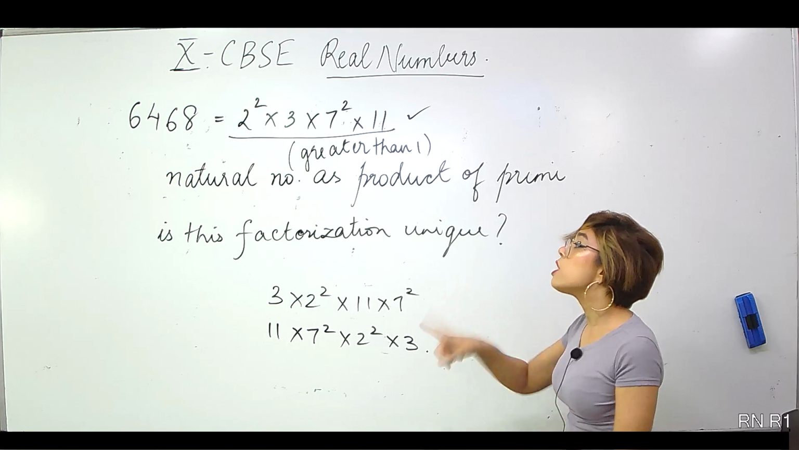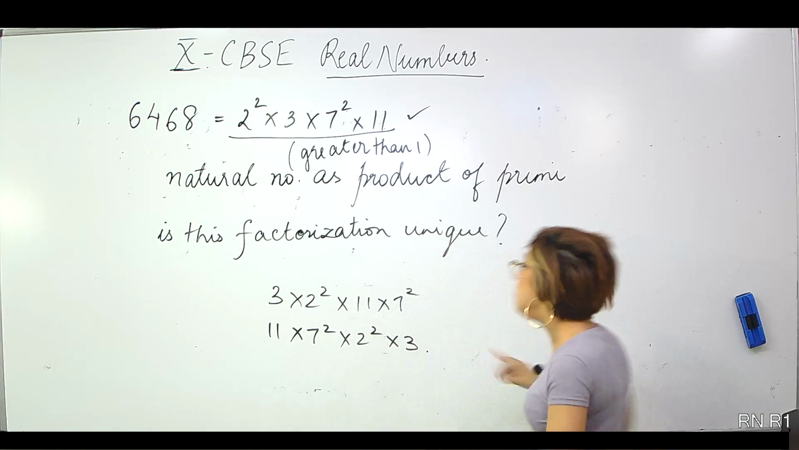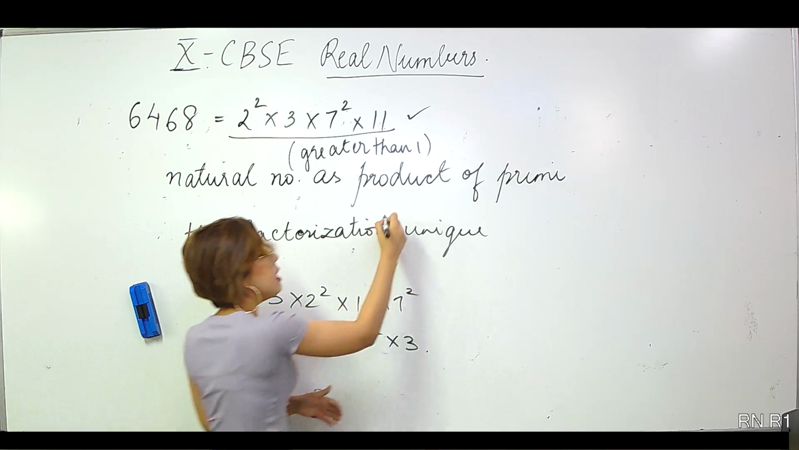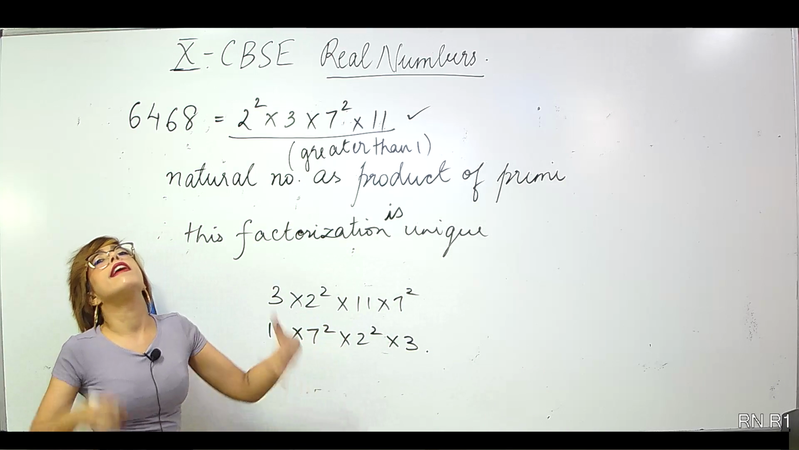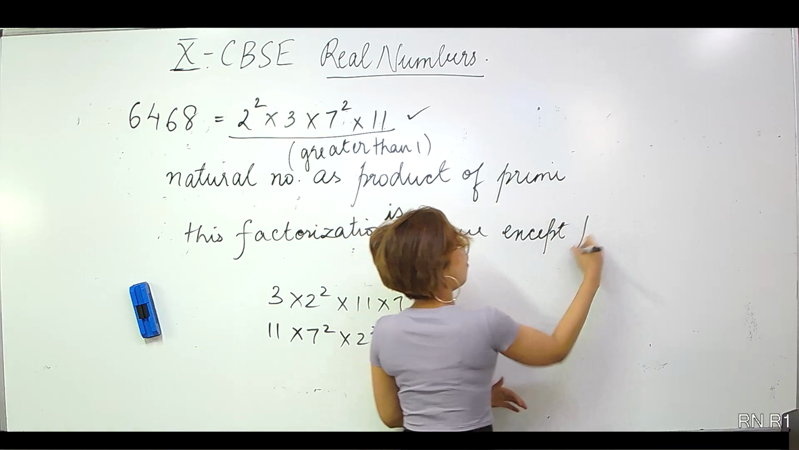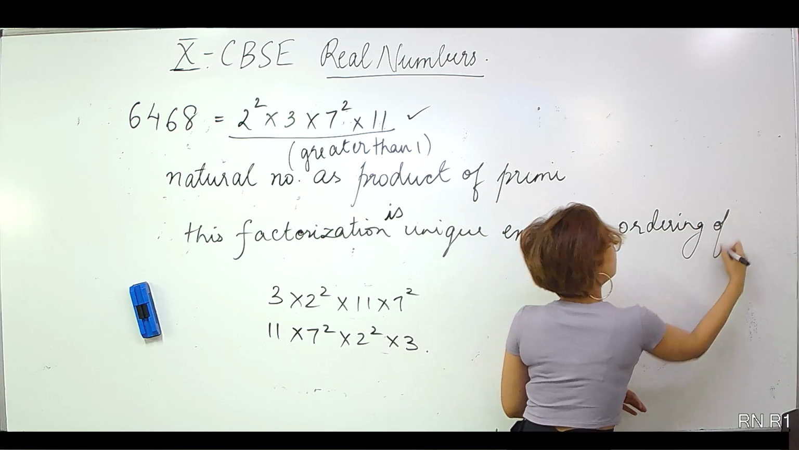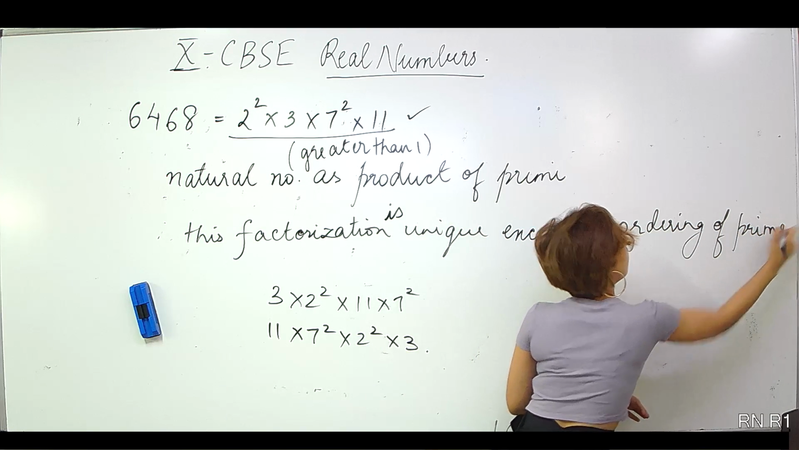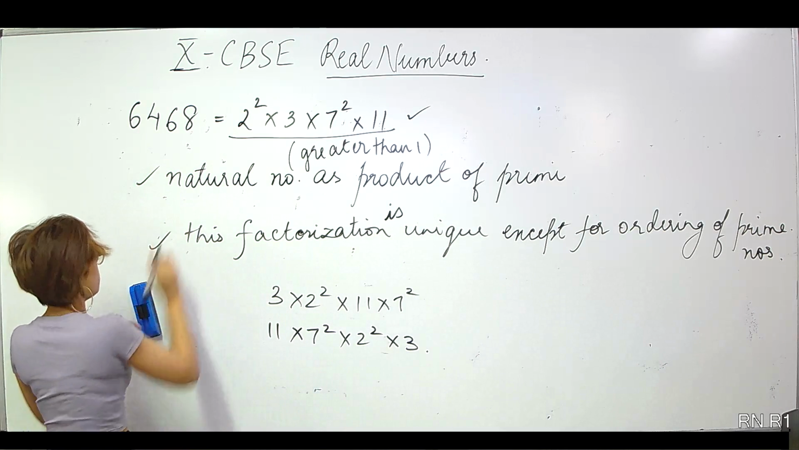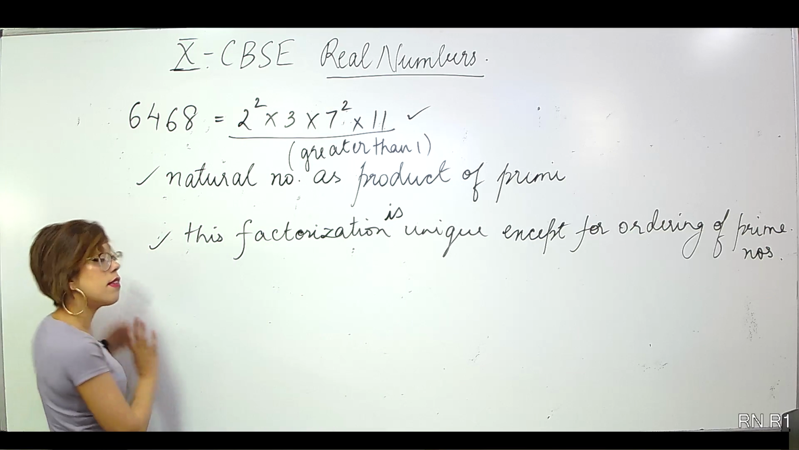So, if I ask you, is this prime factorization unique? You will say yes, it will be unique. Let's write it. This factorization is unique, except for the ordering of the prime numbers. Except for the ordering of prime numbers. Now read these two statements.